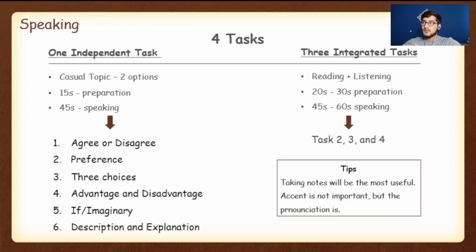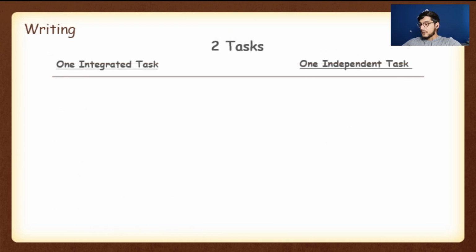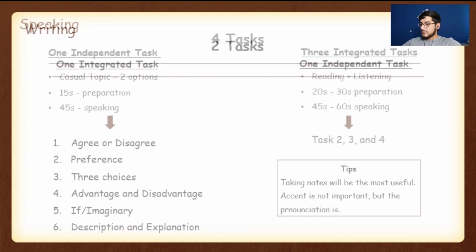So if you have a different accent from Americans, don't worry. It's not going to deduct from your score. Don't worry about that. Okay, that's it for the speaking section.